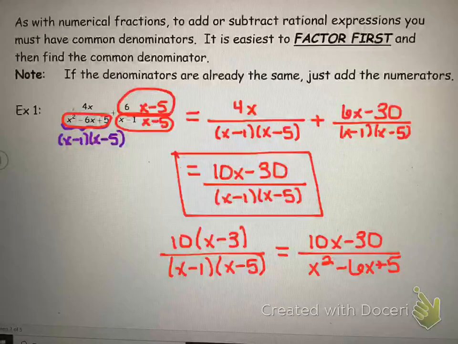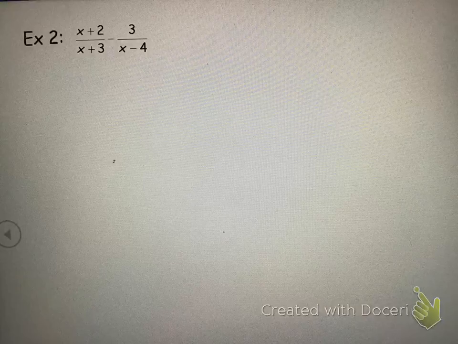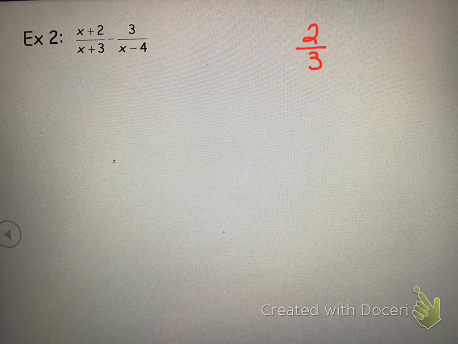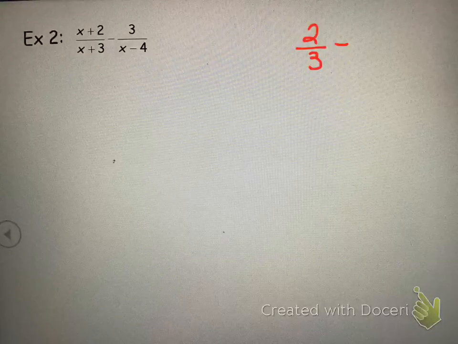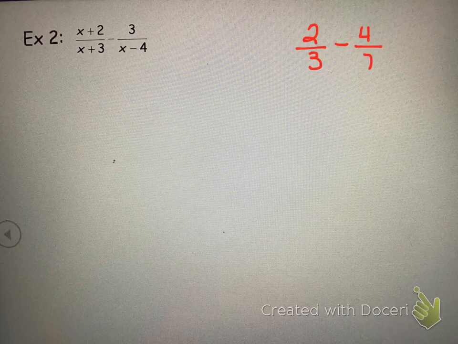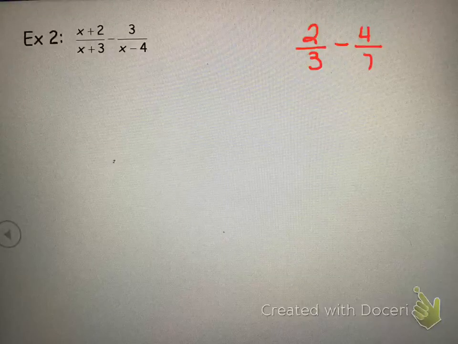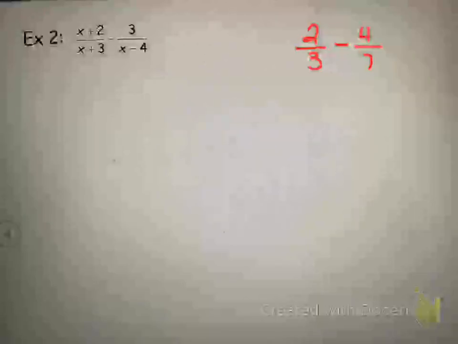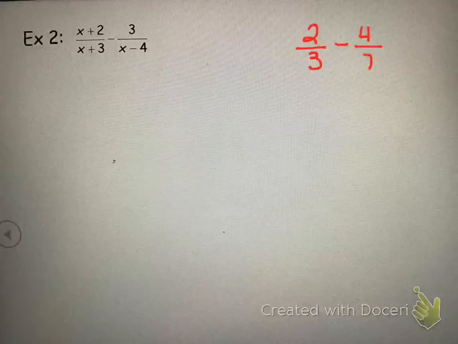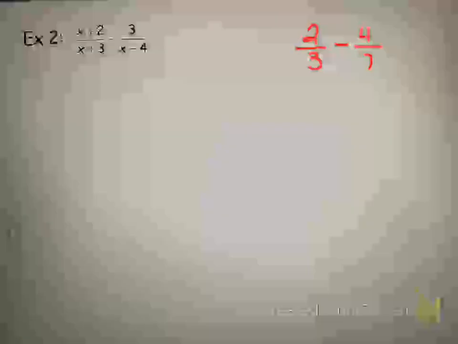Okay, so the second example is a situation where if I asked you guys to add 2/3, let's even go ahead and do a subtraction, and 4/7. What I have given you is a situation where the two fractions do not have a common denominator, but they also do not already have any factors in common. So this is the situation where our LCD would be 3 times 7. It's going to be 21.